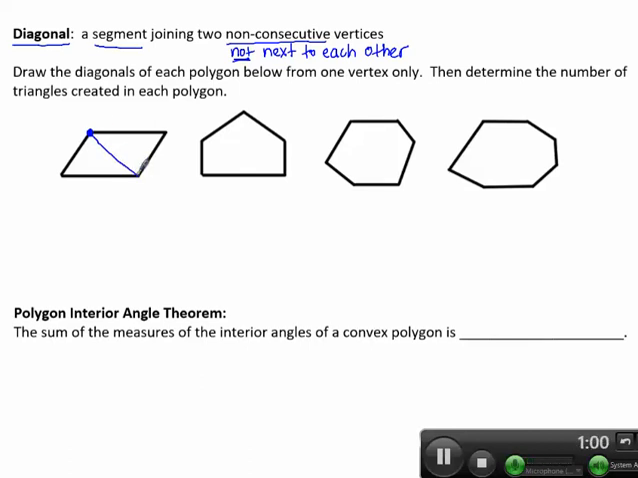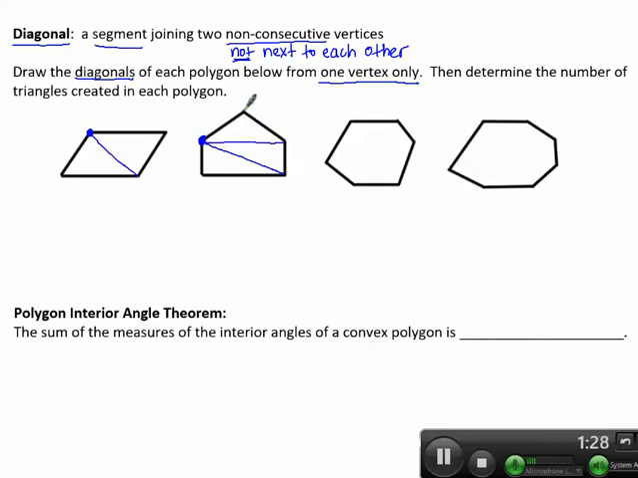One diagonal. Now this exercise is asking us to draw the diagonals of each polygon below from one vertex only. Meaning, this is the only diagonal I can draw from that one vertex. I'm not going to draw any more from any other vertices. In this pentagon, I'm going to pick one vertex, such as here. I can draw a diagonal to this vertex, and I can draw a diagonal to this vertex.